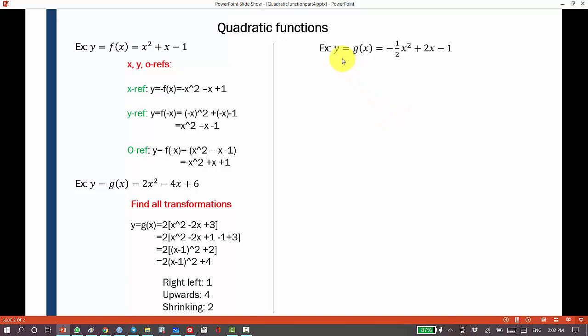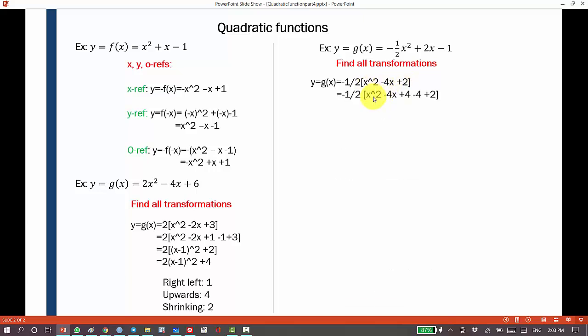Next, consider y is equal to g of x equals minus 1/2 x squared plus 2x minus 1 and try to find all transformations in this function. Like always, we take minus 1/2 as a common factor outside. As a result, we get x squared minus 4x plus 2 inside.